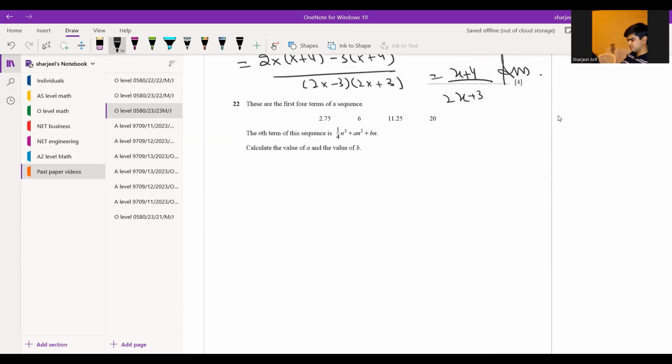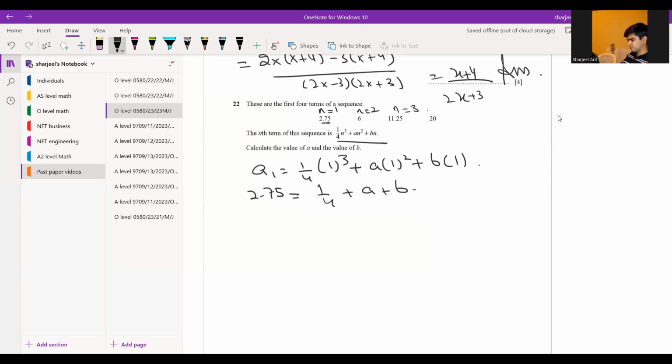Question 22, we have been given a sequence. The first term is 2.75. This means when n is equal to 1. This is when n is equal to 2, and this is when n is equal to 3. So we will solve them simultaneously. So a1 will be equal to 1 by 4 into 1 cube plus a into 1 square plus b into 1. This is equal to 2.75. So a plus b minus 0.25, since 1 by 4 is 0.25. So a plus b will be equal to 2.5.